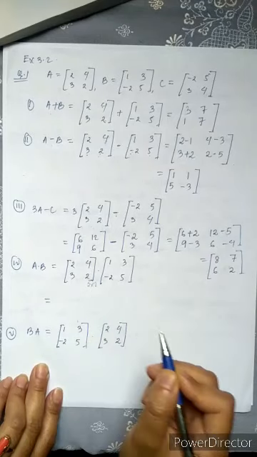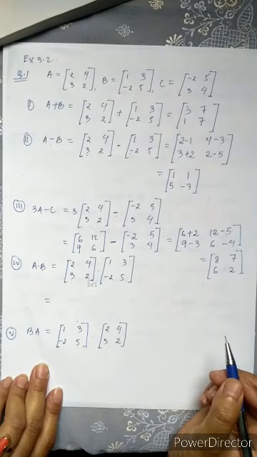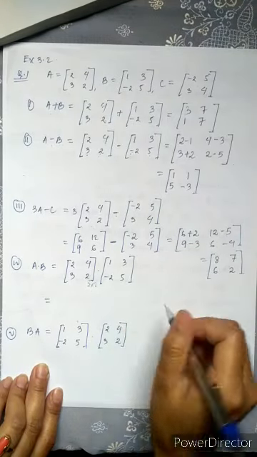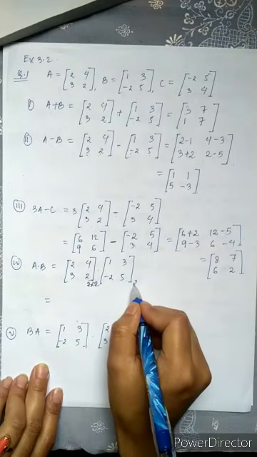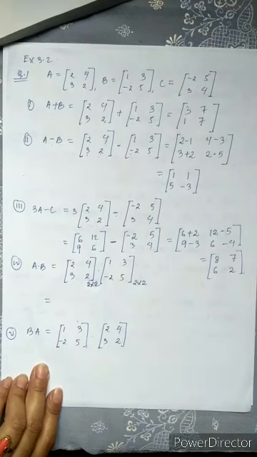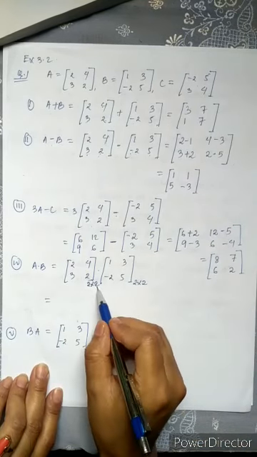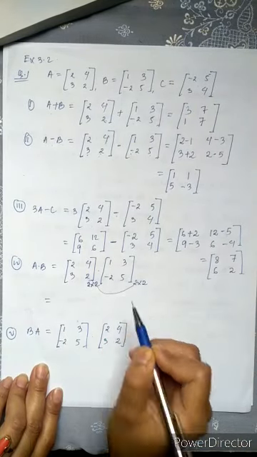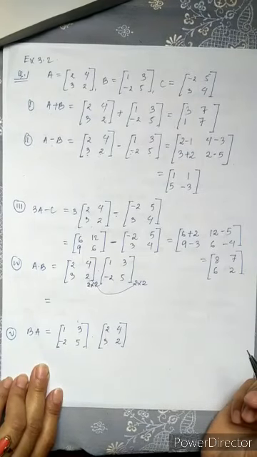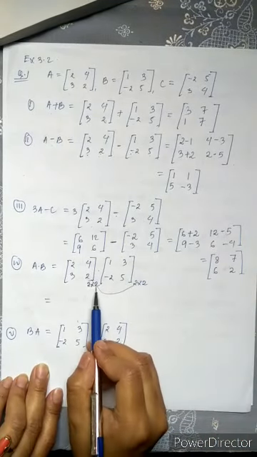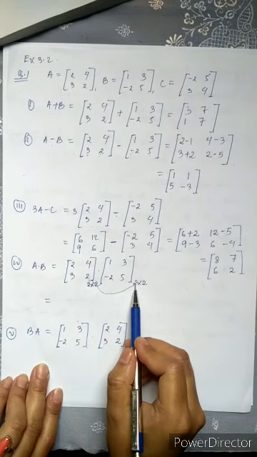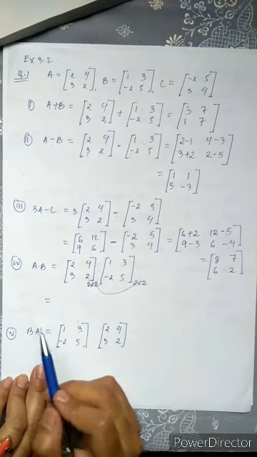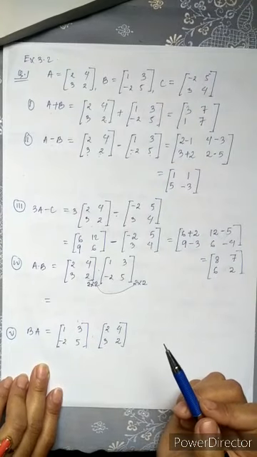Write the orders of the matrices. The order of matrix A is 2 by 2, and also write the order of matrix B. The order of matrix B is 2 by 2. Then check the number of columns of the first matrix is equal to the number of rows of the second matrix. In this case, the number of columns of the first matrix is equal to the number of rows of the second matrix. So A and B are compatible for multiplication.